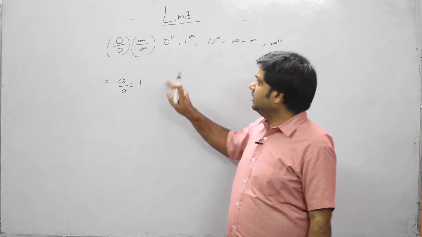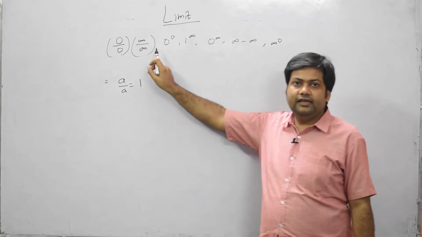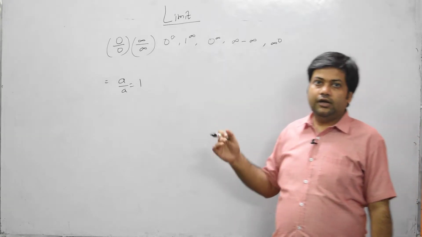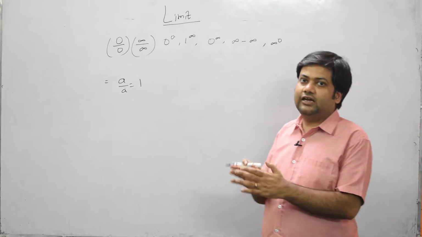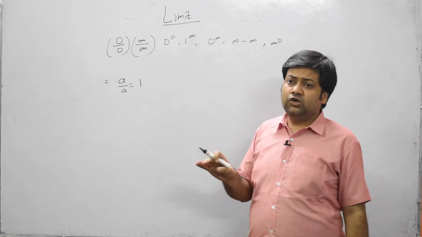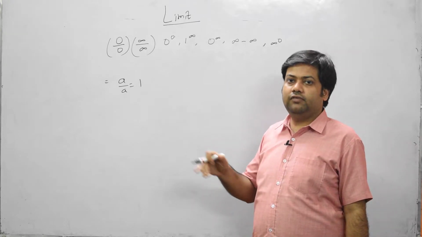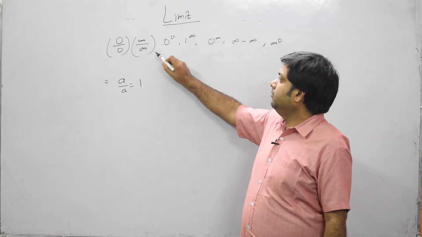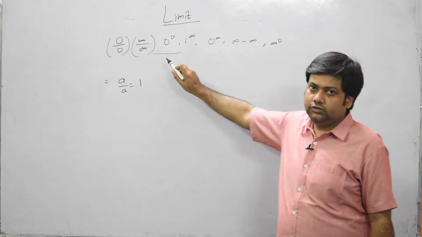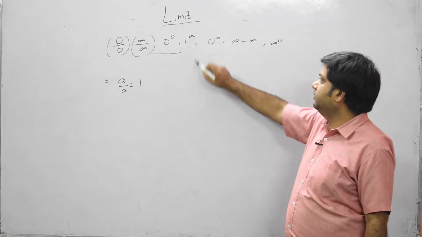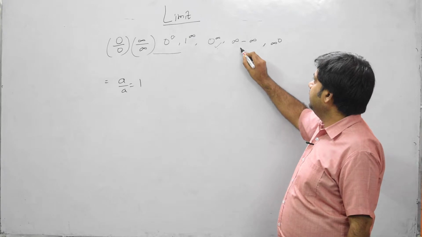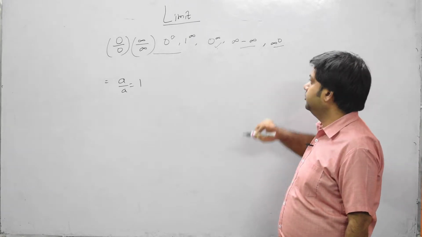If you move on, there are other indeterminate forms. Let's look at infinity by infinity. That's another indeterminate form where the values are not clear, and it depends on the particular function what value will come up. And similarly, we have other indeterminate forms: 0 by 0, 0 to the power 0, 1 to the power infinity, 0 to the power infinity, infinity minus infinity, and infinity to the power 0.